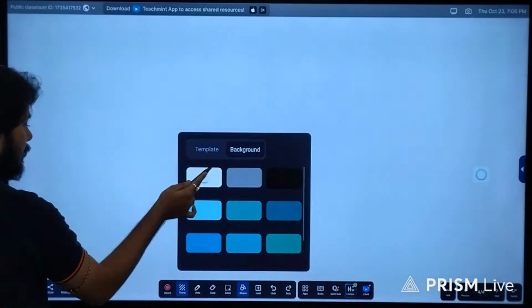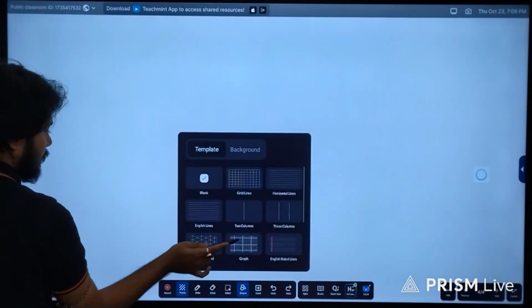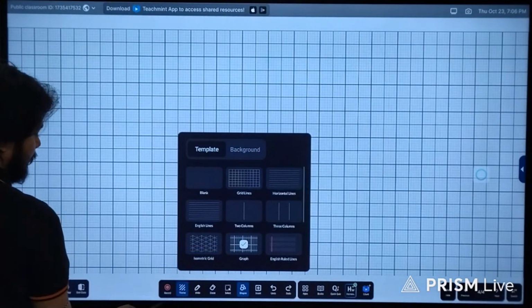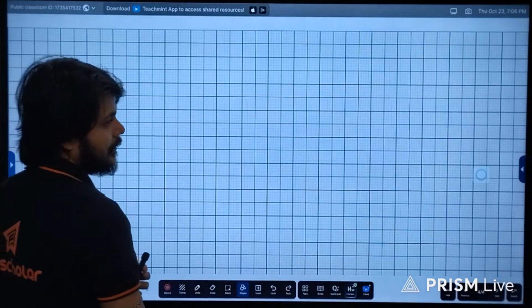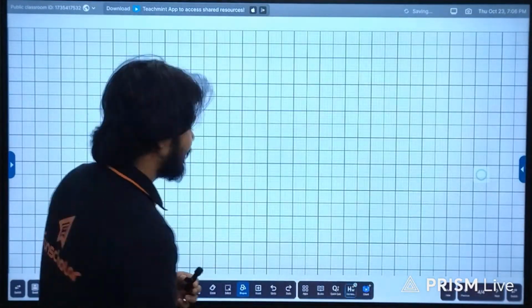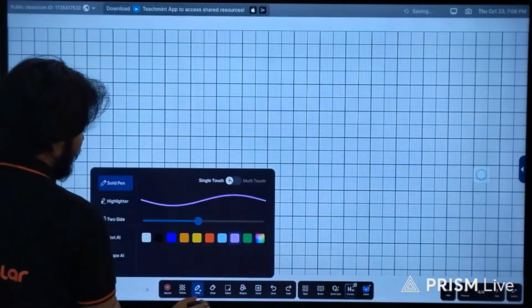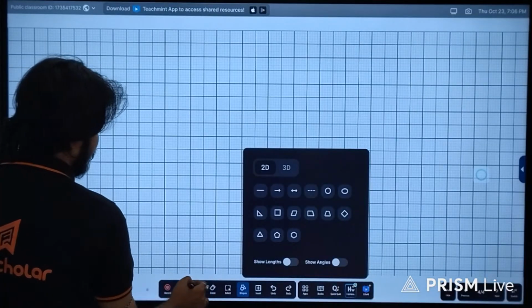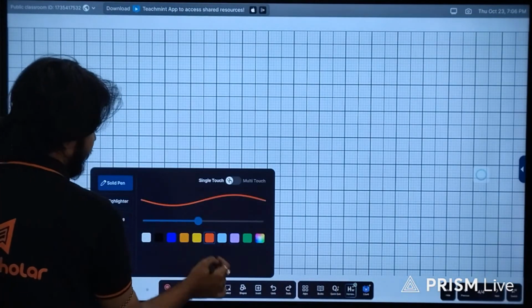Change the background, draw the graph. Your graph will be provided by your examiner. Now, draw the axis.